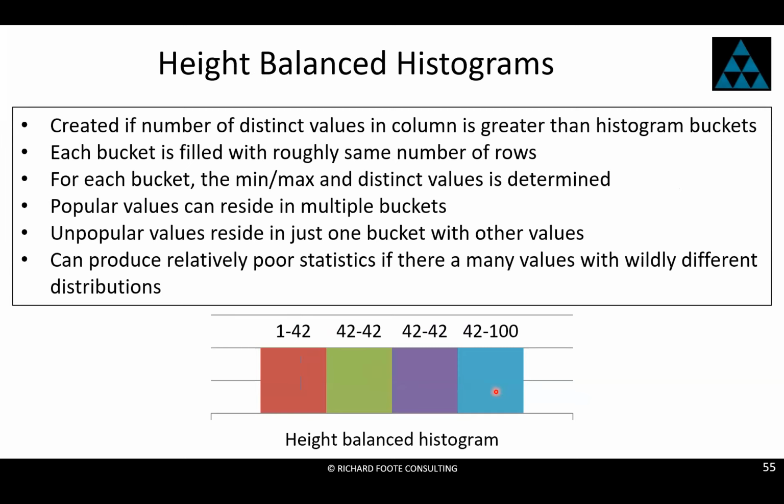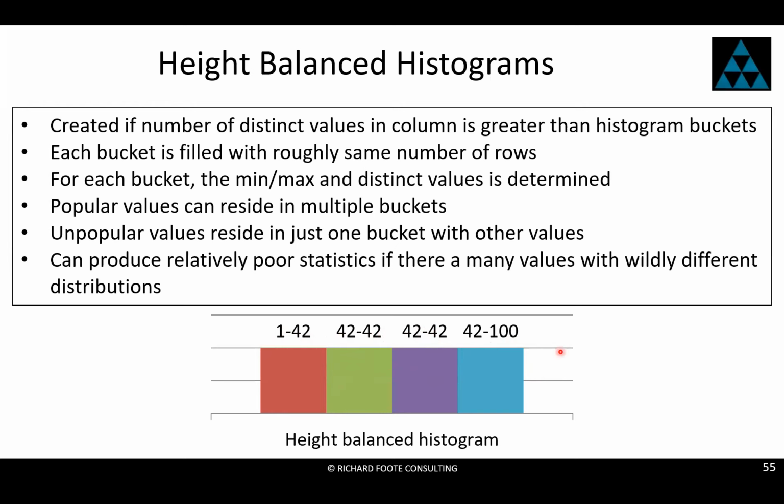However, if my number of distinct values is greater than the number of buckets that I have available, then I can't do that. I can't create a bucket for each. So the default value, unless you use Oracle's default calculations, is to have height balanced histograms. So what Oracle says is for each bucket, I'm going to fill roughly with the same number of rows in each bucket. So here I've got 4 buckets. So I'm going to fill each one with roughly the same number of rows.